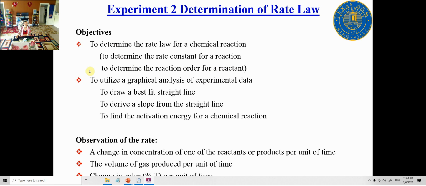The second objective is related to utilizing a graphical analysis of your experimental data. You are going to draw a best fit straight line. You are going to derive a slope from the best fit straight line. And then you are going to determine the activation energy for the particular chemical reaction.